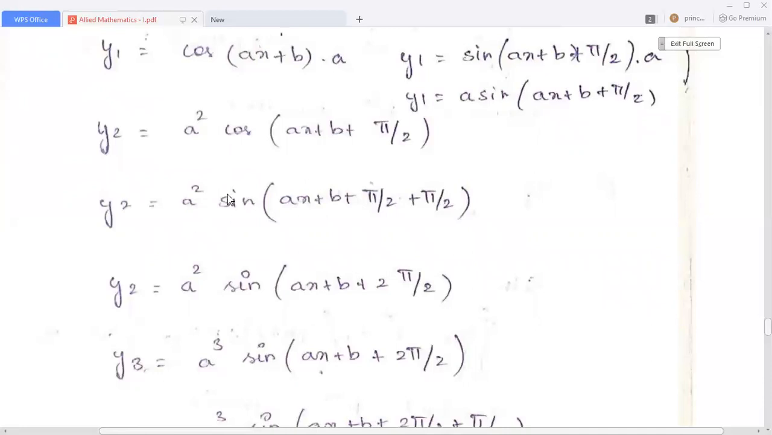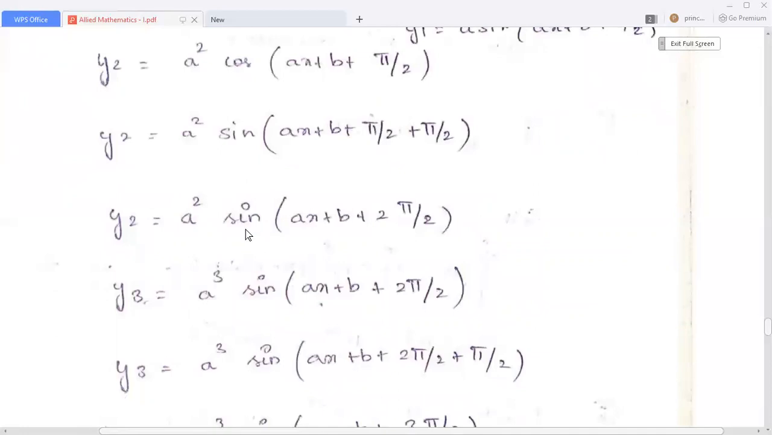Here, this y2 value can be written in terms of sine function. Therefore, y2 can be written as a square into sine of ax plus b plus pi by 2 plus pi by 2. So pi by 2 plus pi by 2, that is 2 pi by 2. That is y2. Therefore, y2 equal to a square into sine of ax plus b plus 2 pi by 2. Similarly, we find y3. So what will be y3? y3 equal to a cube into sine of ax plus b plus 3 pi by 2.